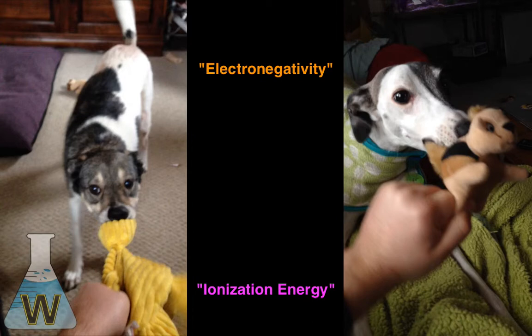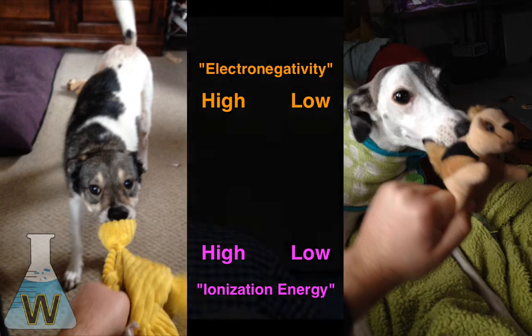Now, in the case of Barley, he was very, very strong. So his electronegativity value would be high. And in order for me to pull the toy away, I had to pull with a lot of energy. So ionization energy would also be high. In the case of Phantom, he didn't hang on as strong, so his electronegativity would be low. As a result, I didn't have to pull away with much energy to get the toy, so my ionization energy would also be low. That's what I mean by ionization energy and electronegativity being kind of the same thing. It's just looking at it from different vantage points.